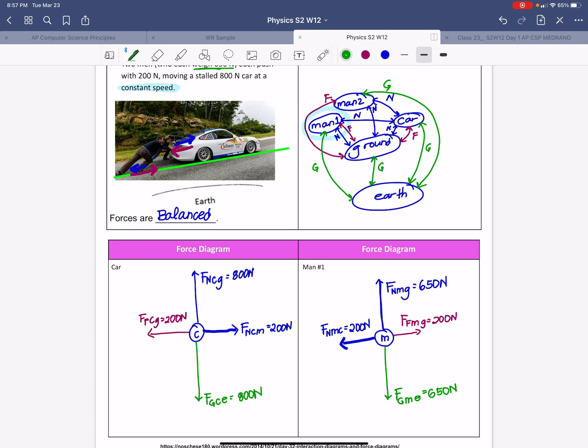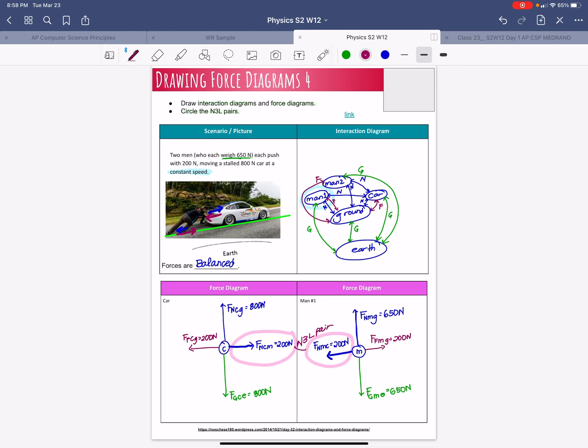And now we will have our Newton's third law pair. So this is these two. We see that they have the same force type. They have car and man, and this one's man and car. They're in opposite directions. So this one's going to the right and this one's going to the left. And they both occur at 200 newtons. And so this right here would be our Newton's third law pair. And so that's problem number 4.